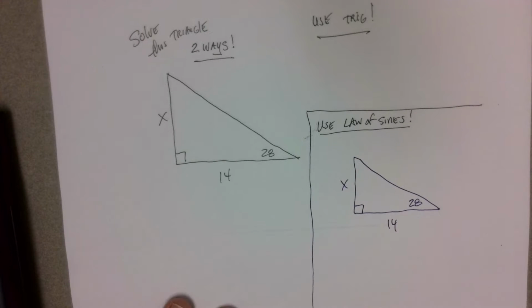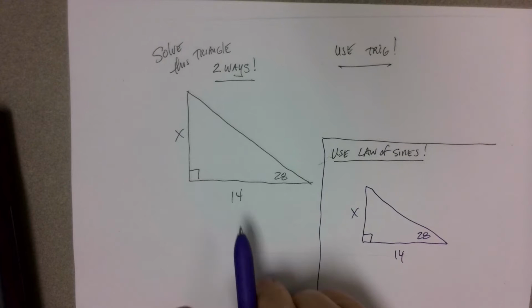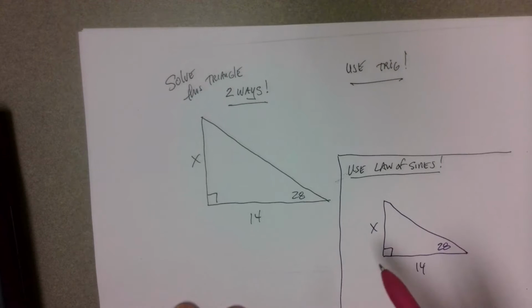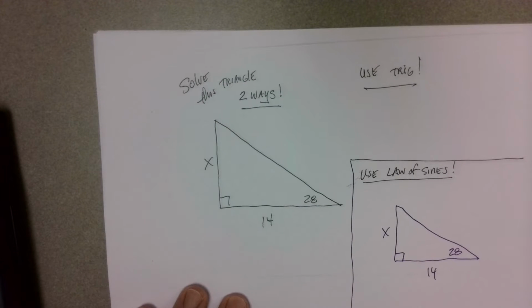Okay, let me try to solve this triangle. I'm going to solve it two different ways. First one I'm going to do is just the trig. I'm going to solve this using trig. So here's the process I would take if I was doing that.